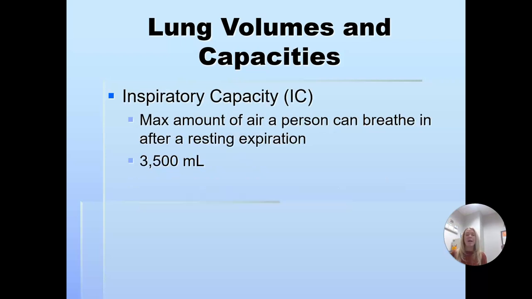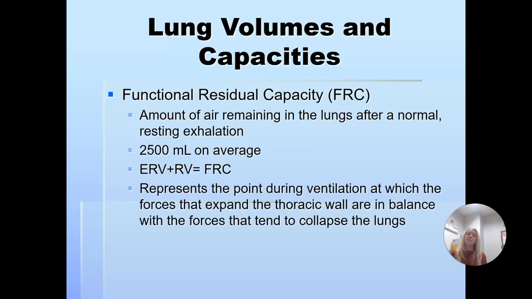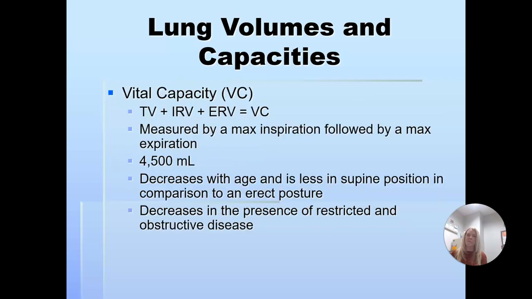Your inspiratory capacity is the amount of air a person can breathe in after a resting expiration. Your functional residual capacity is the amount of air that remains in the lungs after a normal resting exhalation. It is your expiratory reserve volume plus your residual volume. And this is the point of ventilation where the forces that expand the thoracic wall are in balance with the forces that tend to collapse the lungs.